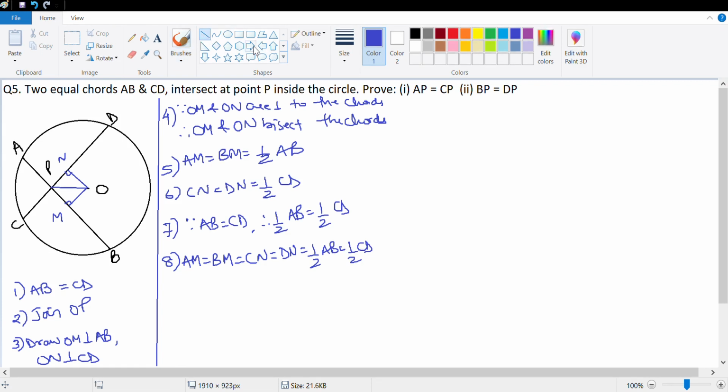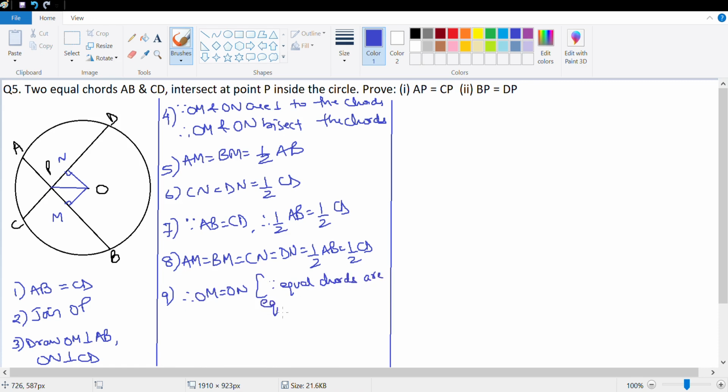So we've got the first thing here. What we also know is equal chords are equidistant from the center, which means therefore OM is equal to ON. Since equal chords are equidistant from the center.